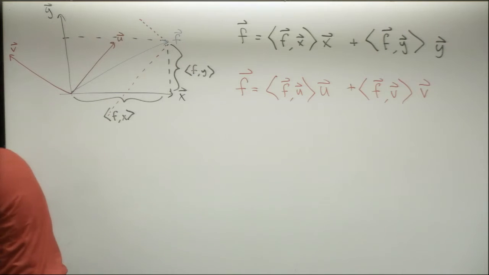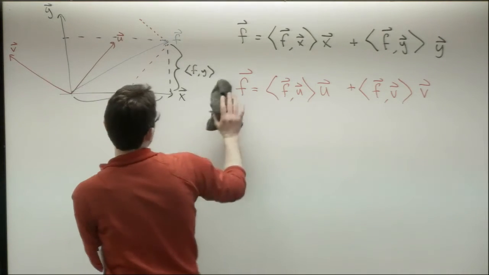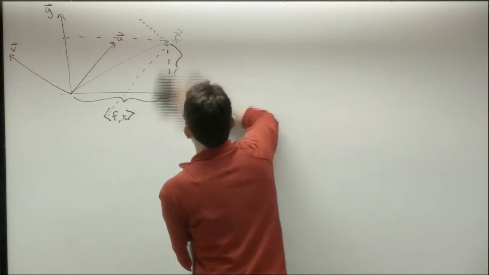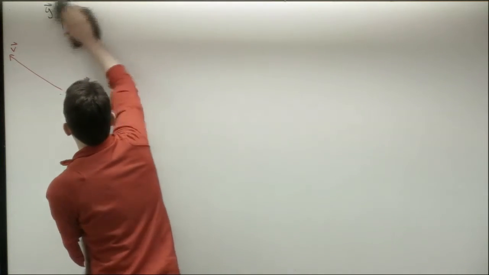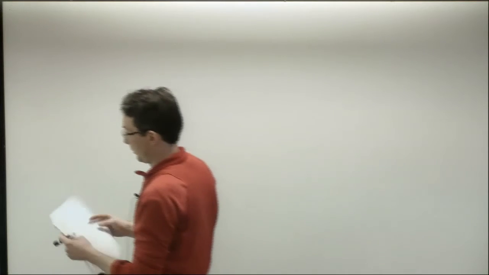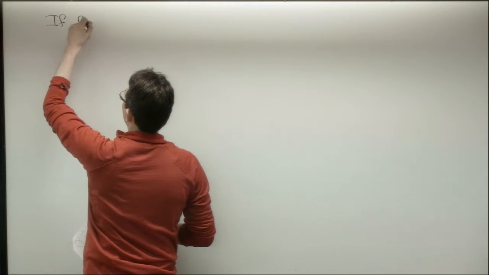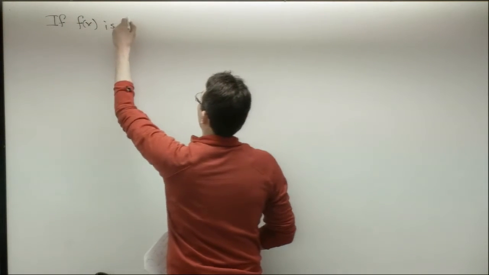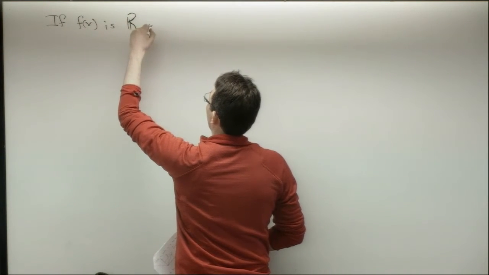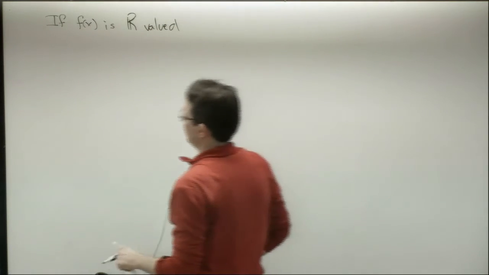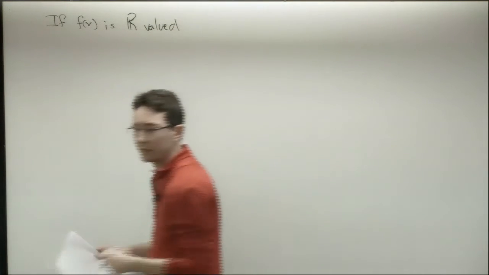So if we wrote, let's just do this for real valued functions, because I think this is important. And this might not be absolutely correct. I might be off by a constant, but I'll give you the general idea. And this is not in the notes. So if f of x is real valued, then this becomes even a little bit simpler.